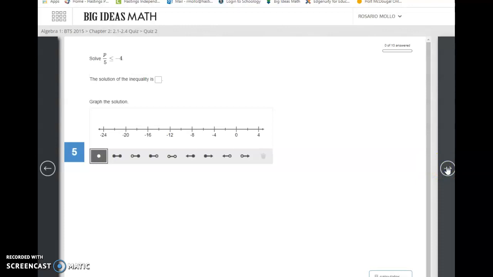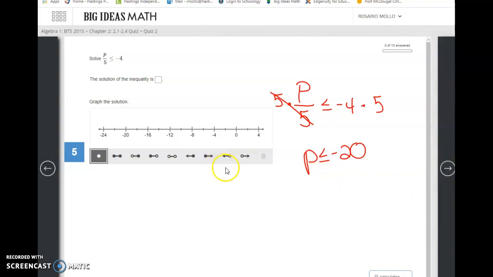All right, so we need to solve the inequality, and then we need to end up graphing it. So I have p over 5 is less than or equal to negative 4. This is p divided by 5. I'm going to end up multiplying by 5. Negative 4 times 5 is negative 20. I don't have to flip my sign or anything because I multiplied by a positive 5. So I'm looking for a dot that's filled in at negative 20, and I want to go to the left because everything is less than negative 20. So it would look something like that.